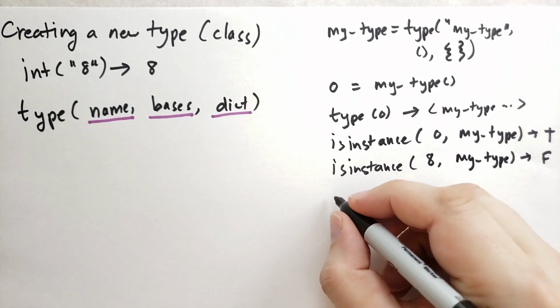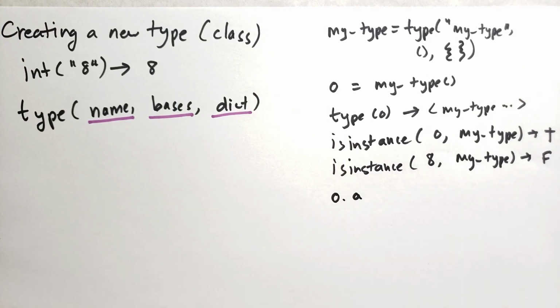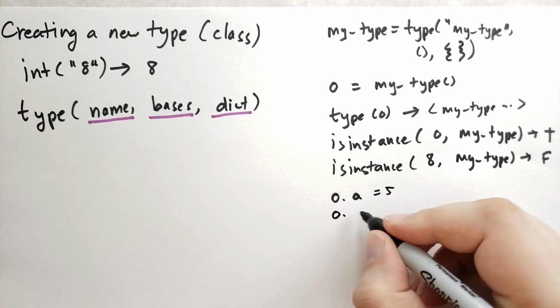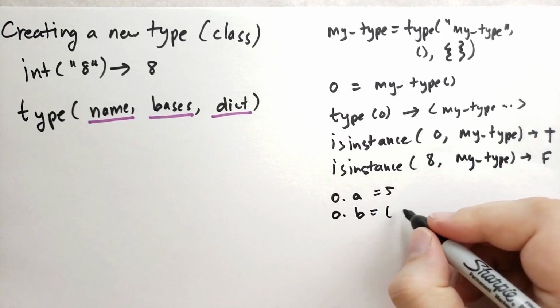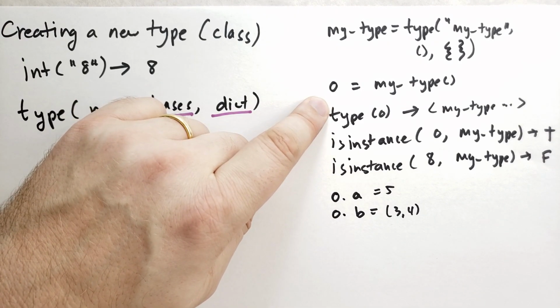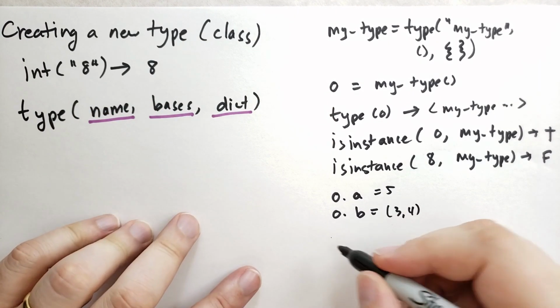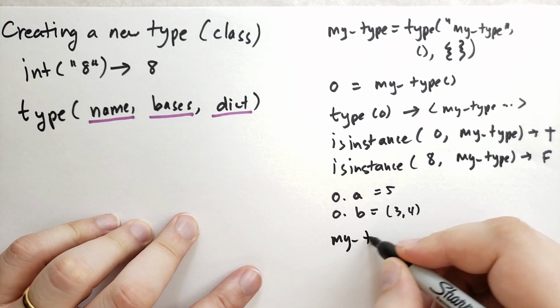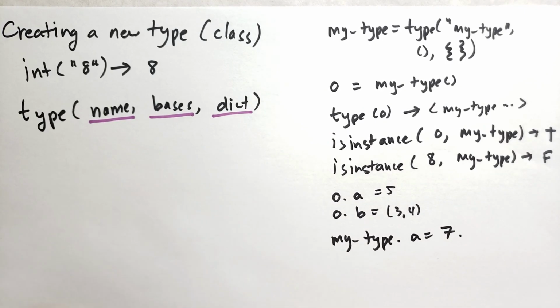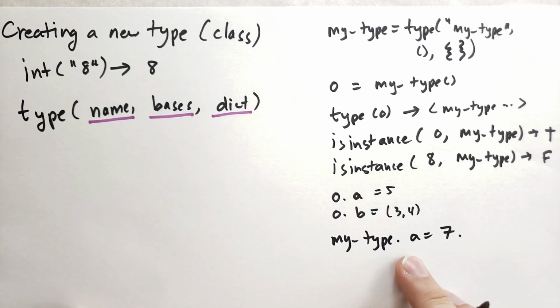And with this object, you can assign attributes to it. So you could say o.a is 5 and o.b is some tuple, let's say 3, 4. We're assigning to the instance. We could also assign to myType. We can assign attributes to the type as well, and that gets into the namespace of the type. Just like modules have namespaces, types have namespaces as well.